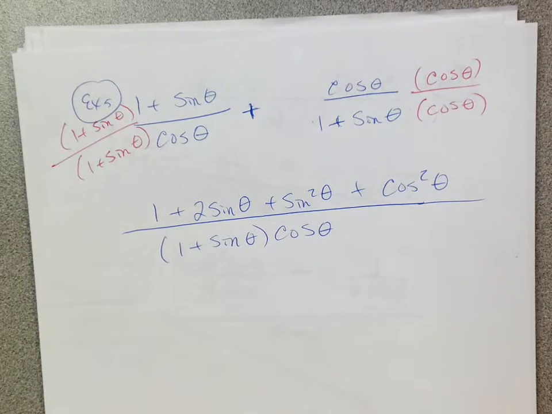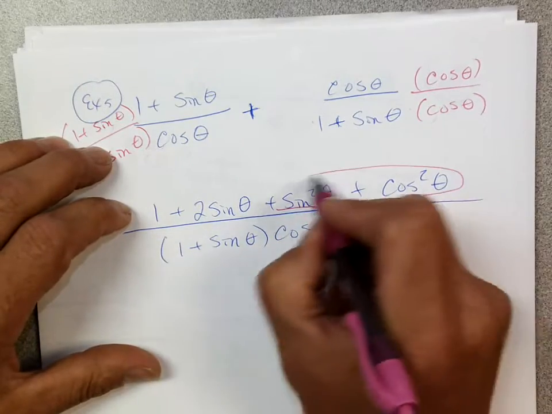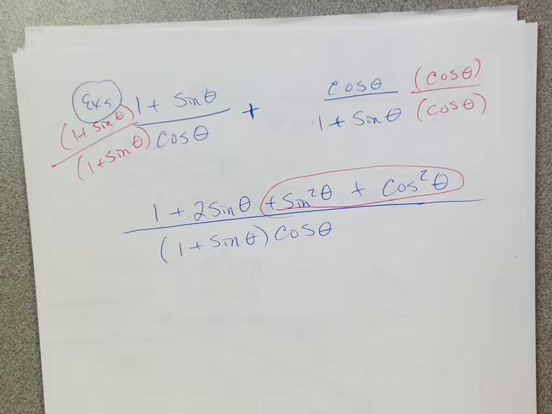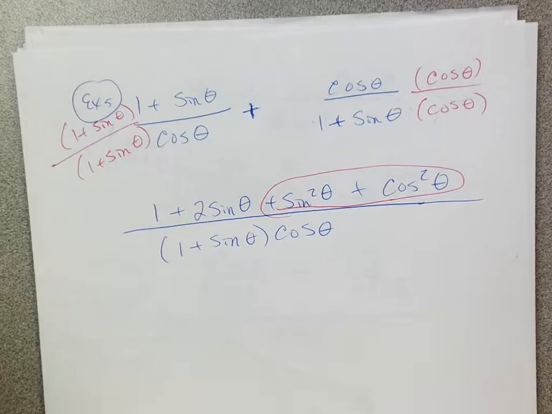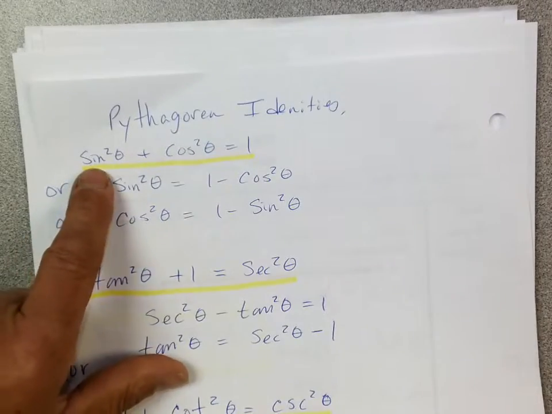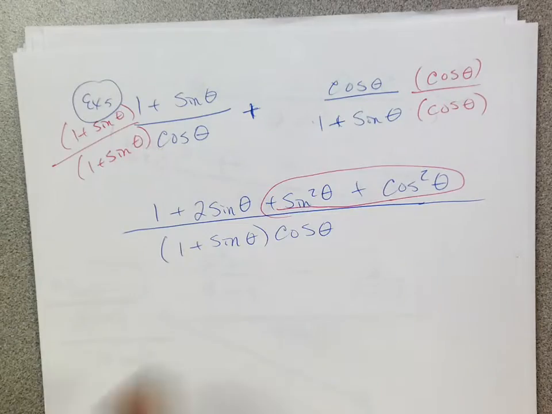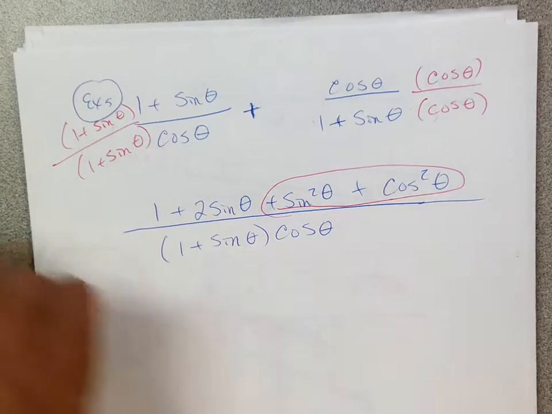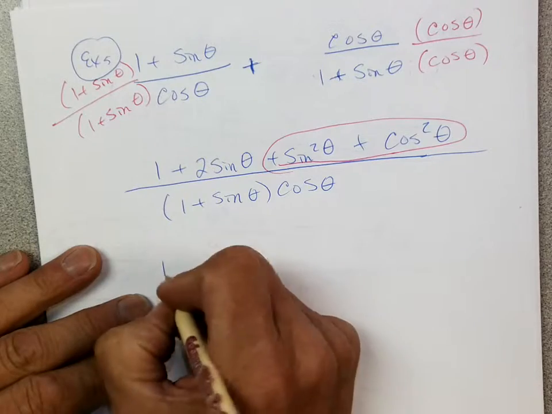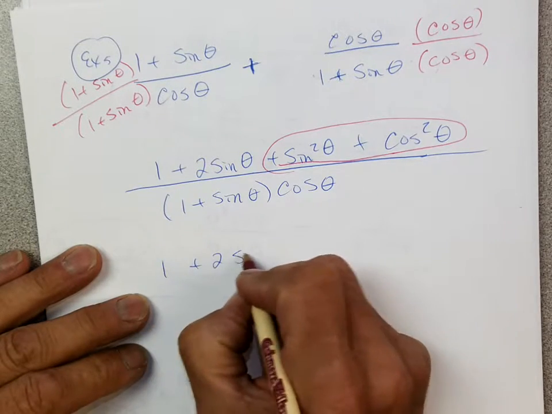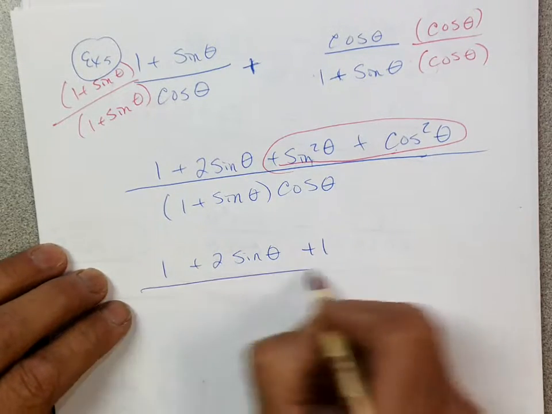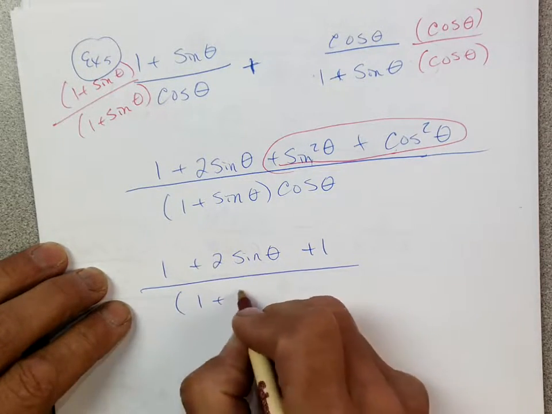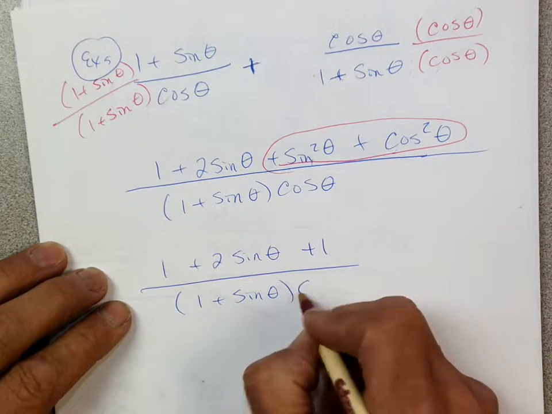Now, hopefully you recognize something, and if you don't, I'll help you out with it. I see sine squared plus cosine squared. Anytime I see a square, I'm thinking, let's look at my Pythagorean identities. So what is sine squared plus cosine squared? Well, sine squared plus cosine squared is 1. So I'm going to rewrite this as 1 plus 2 sine theta plus 1, because sine squared plus cosine squared equals 1, all over my 1 plus sine theta times cosine theta.